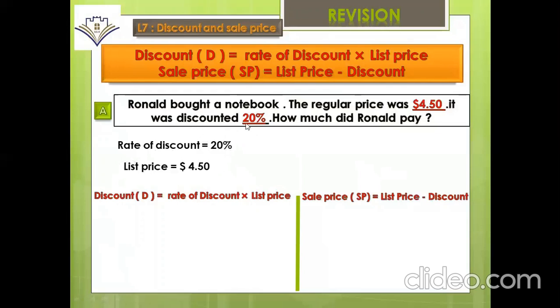Rate of discount. Then we have two numbers here. 20% means rate of discount, and $4.50 means the list price. To get the discount and the sell price, we have two rules that we said before. Discount equals rate of discount multiplied by list price, and we have both here. Then discount equals rate of discount, which is 20%, multiply $4.50. Then 20% means 0.20 multiply 4.50.